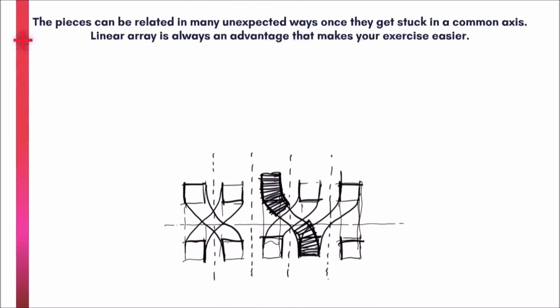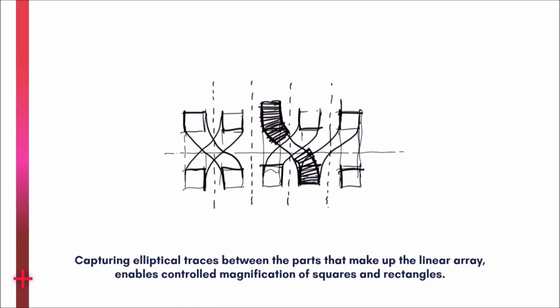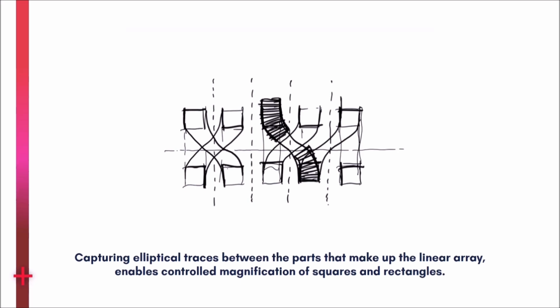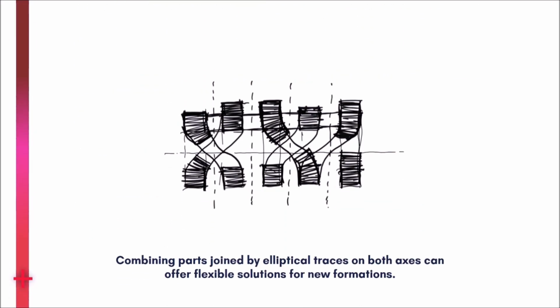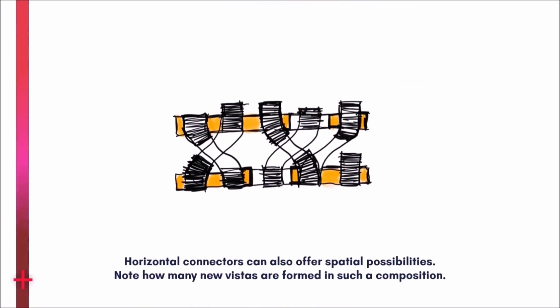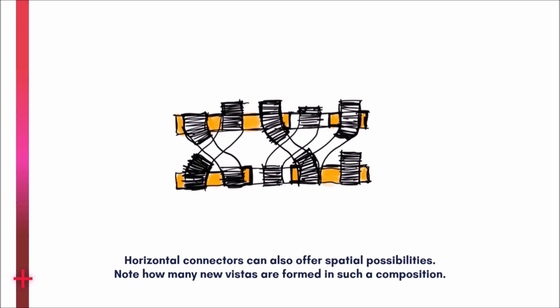Capturing elliptical traces between the parts that make up the linear array enables controlled magnification of squares and rectangles. Combining parts joined by elliptical traces on both axes can offer flexible solutions for new formations. Horizontal connectors can also offer spatial possibilities. Note how many new vistas are formed in such a composition.